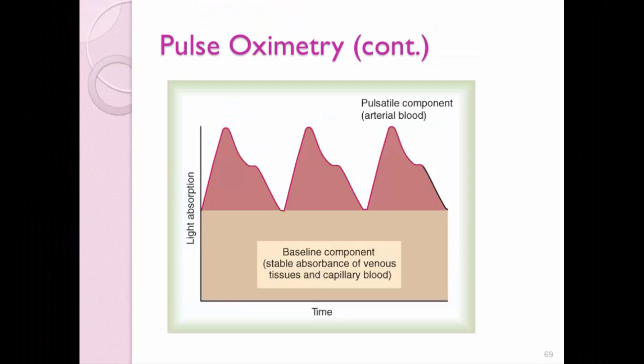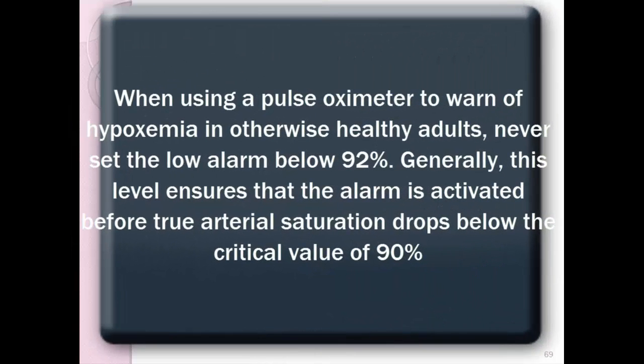And so remember that pulse oximetry actually needs a pulse so it can compare the two values. You simply won't get a venous value if you're doing pulse oximetry. But you have to have a pulse there, so if your perfusion is compromised, then you don't get an accurate reading. I want to read to you here the rule of thumb on page 407. When using a pulse oximeter to warn of hypoxemia in an otherwise healthy adult, never set the low alarm below 92%. Generally, this level ensures that the alarm is activated before the true arterial saturation drops below their critical value of 90%.